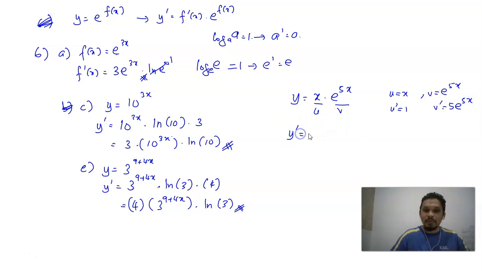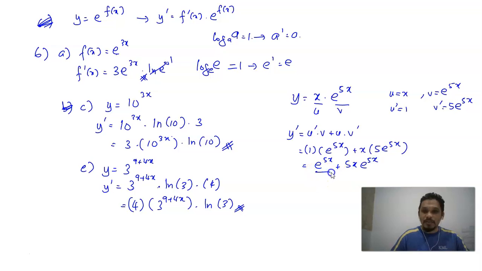Then y prime equals u prime times v plus u times v prime. So u prime equals 1 multiplied with v, e to the power of 5x, plus u, which is x, times v prime, which equals 5e to the power of 5x. Then we factorize and simplify this: e to the power of 5x plus 5x e to the power of 5x. Look at this one now, it has the same term, so we can factorize this: e to the power of 5x times (1 plus 5x). There you go.